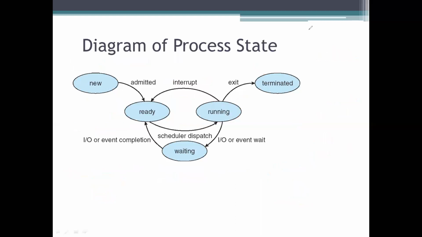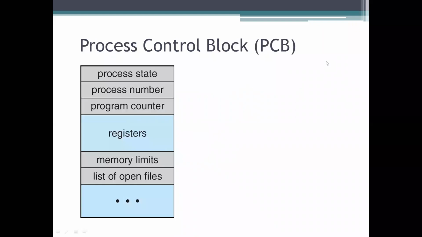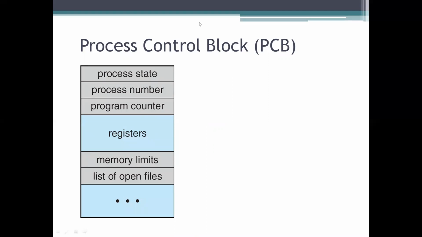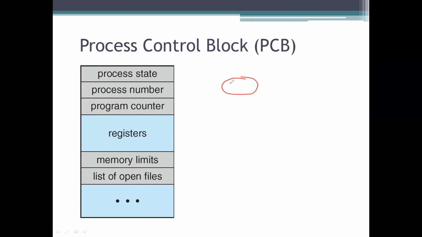Fine. Now the next topic which I will discuss is the process control block. What is the process control block? This is a very important data structure of a process. While a process is executed by the CPU, it may happen that the process has to change its state. Suppose the process has to change from the running state to the ready state. So this is my ready state, and this is my running state.